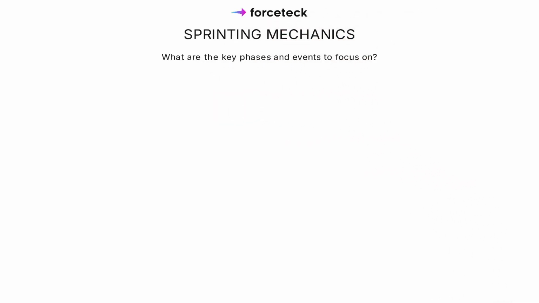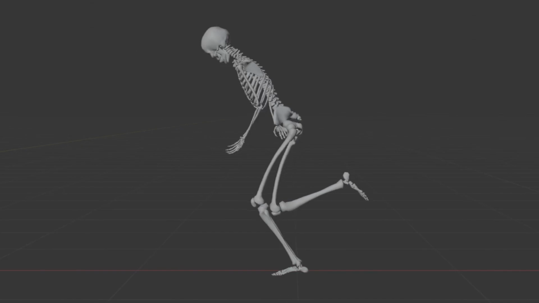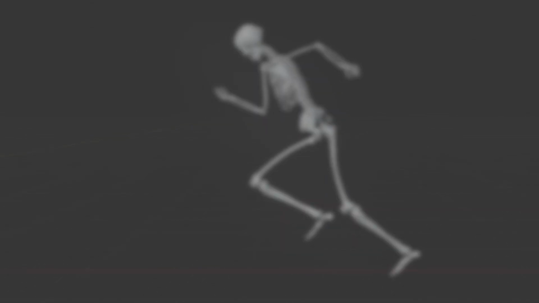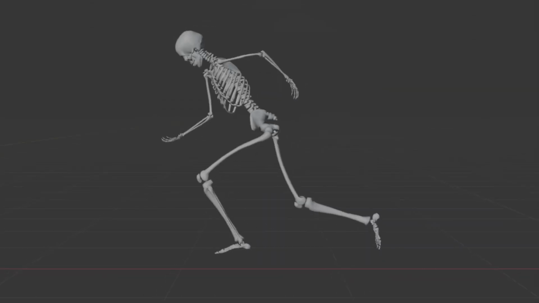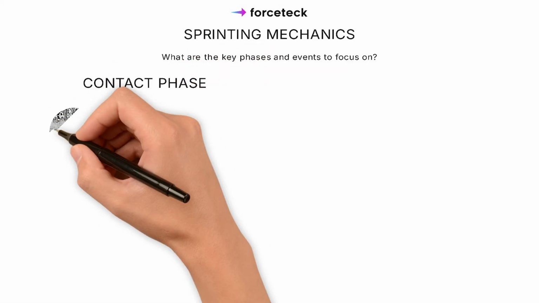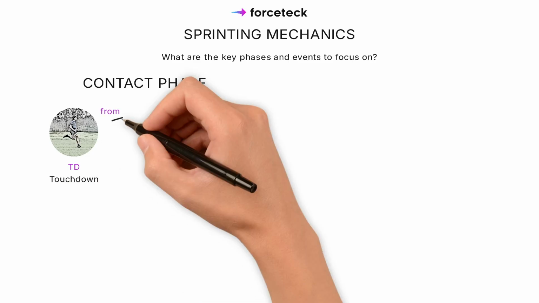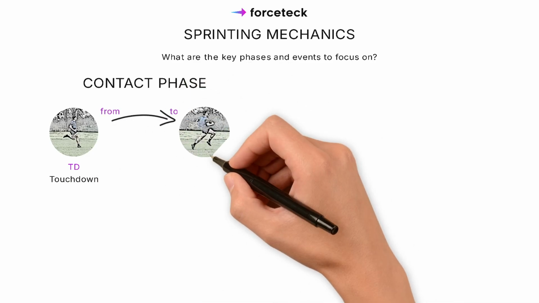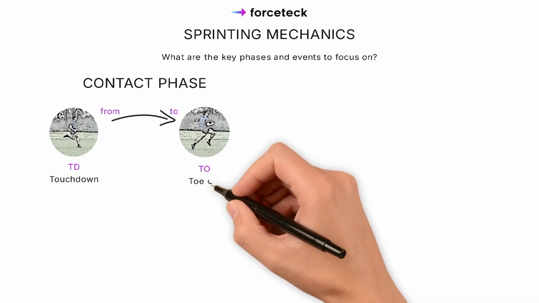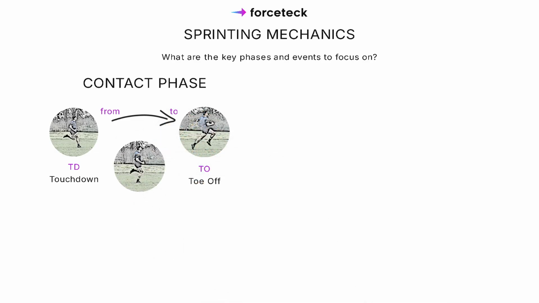Let's break down the two main phases of sprinting. First, the contact phase, also known as the stance phase, is when one foot touches the ground. Second, the flight phase, or the time when neither foot is touching the ground, is when you're airborne. The contact phase starts when one of the feet is in contact with the ground, also known as touchdown, and ends when you lift your toe off the ground, also known as toe off.